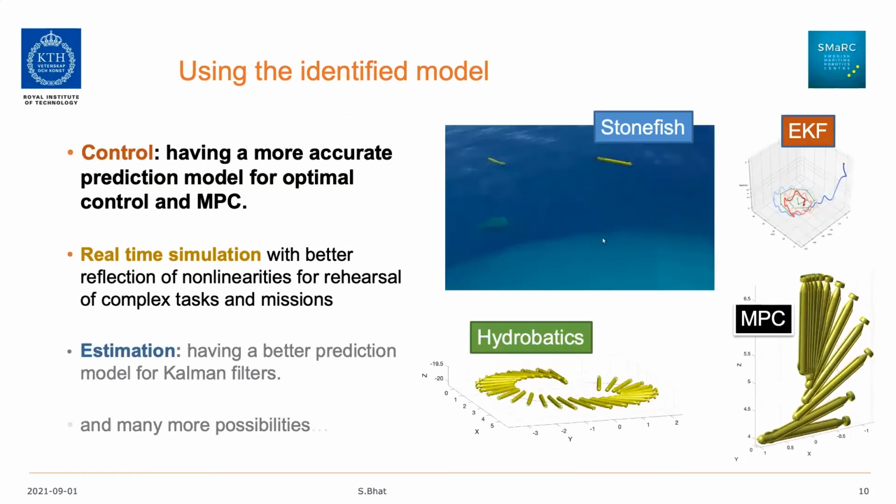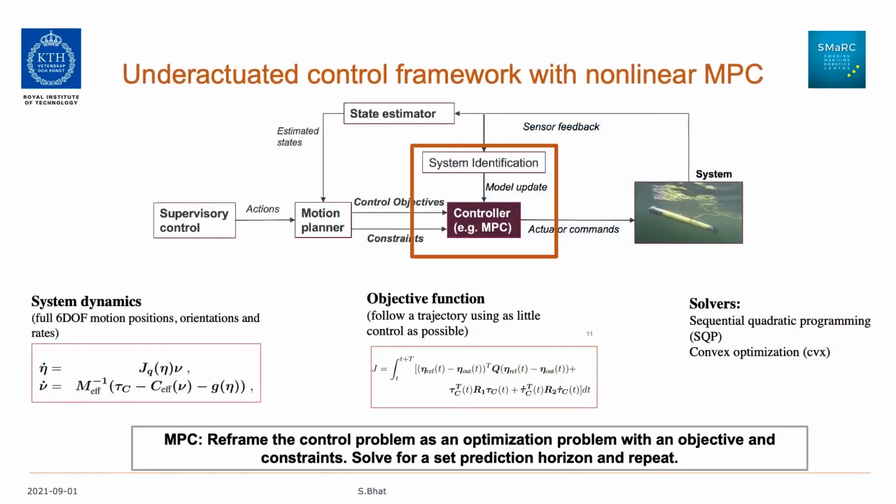But what do we do once we have identified the model? We can use it for several things, like I said. If you're doing control, you can have a more accurate prediction model for optimal control, because there you can use a model of your system and try to solve for it. You could also perform real-time simulation. I have a paper on that, which I presented in the past seminar, but you could improve on your prediction model in the simulator using these kinds of systems. And if you're working with navigation, maybe you could have better prediction models for your Kalman filters. So there are several possibilities. I'm going to focus a bit more on the control side.